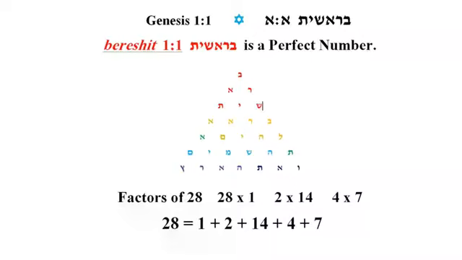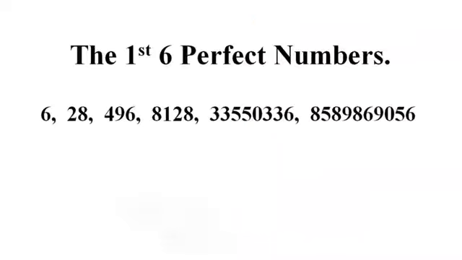1 and 2 and 14 and 4 and 7 is 28. Just to show you how rare these things are, the first 6 perfect numbers, 6, 28, 496, 8128, and numbers that I don't even want to read, big ones, okay? Those are the first 6. So he used the first 2 for his first verse and his first word. Very nice.